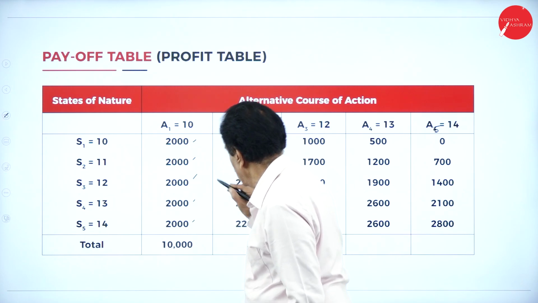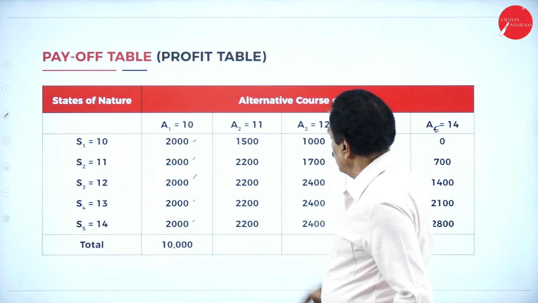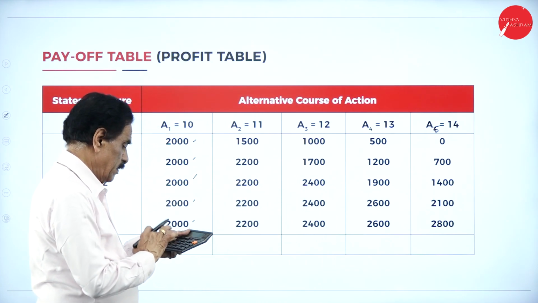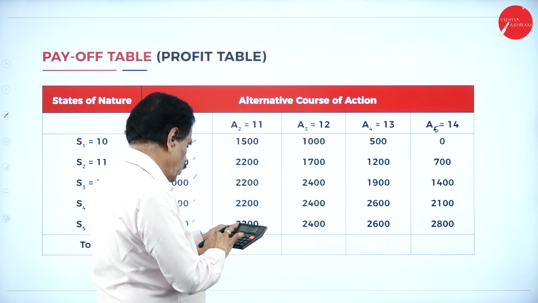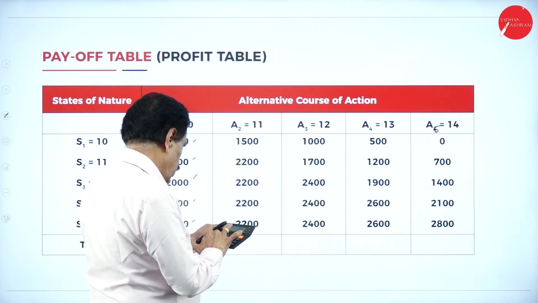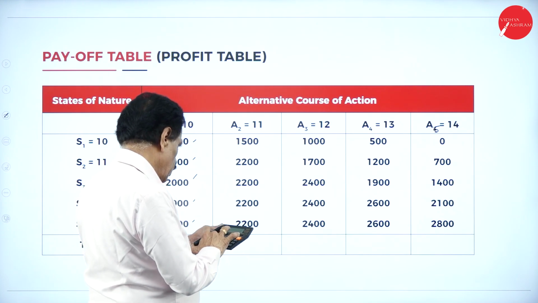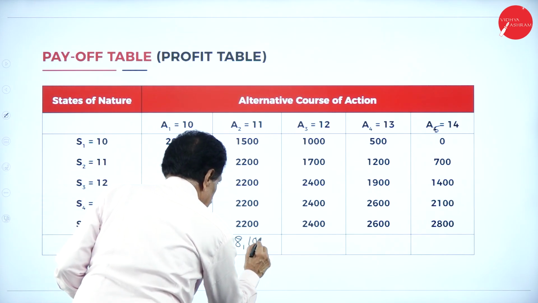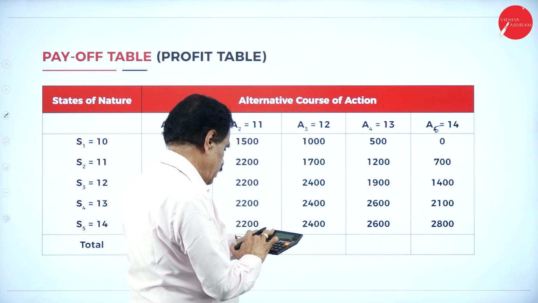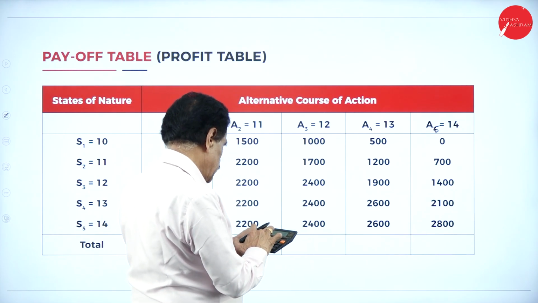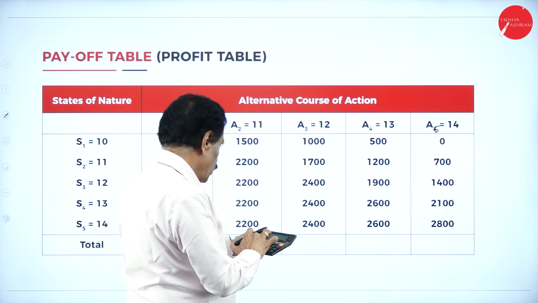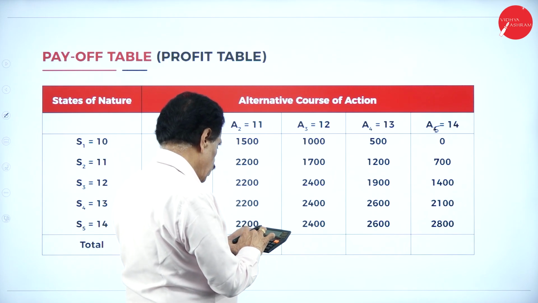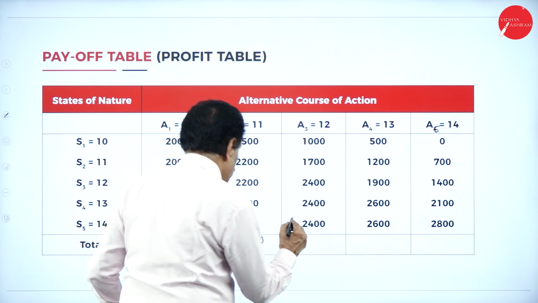All 2000, total 10,000. So A2 here, 1500 plus 2200 plus 2200 plus 2200, that is 8100. Add this, 1000 plus 1700 plus 2400 plus 2400 plus 2400, that is 9900.